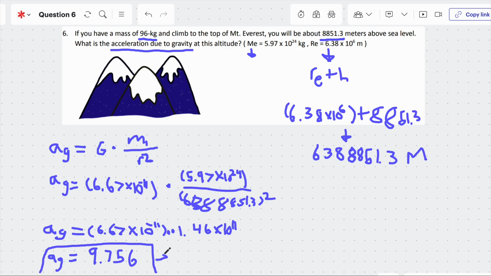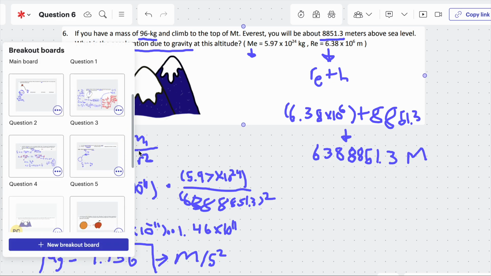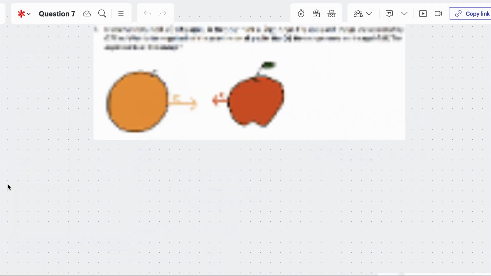So I didn't leave enough space there, but our units will be in meters per second squared. Yeah. So notice how our normal acceleration of gravity is 9.8 meters per second squared. Here we have just under that because we are a little farther away from sea level. Okay. There we go. That's right. Okay, question 7.